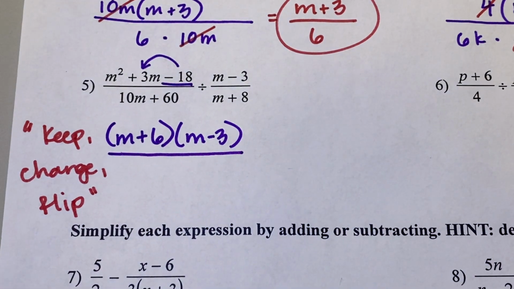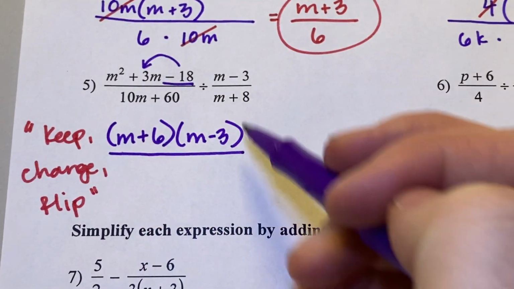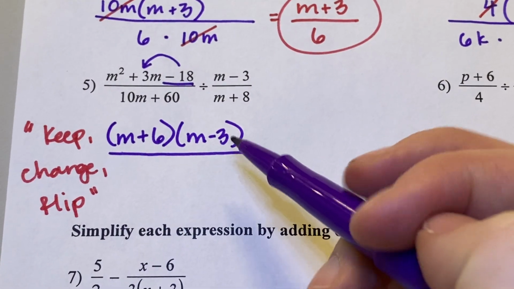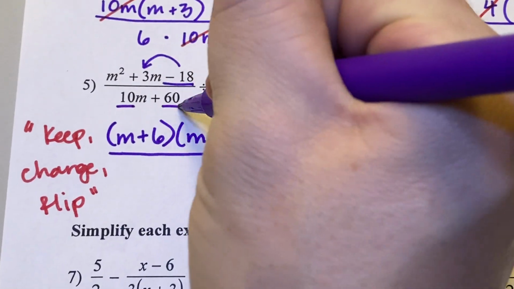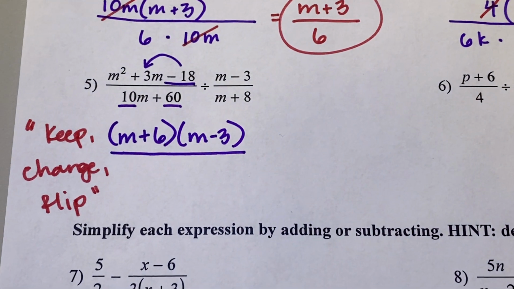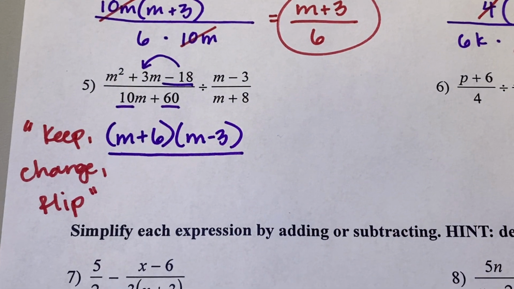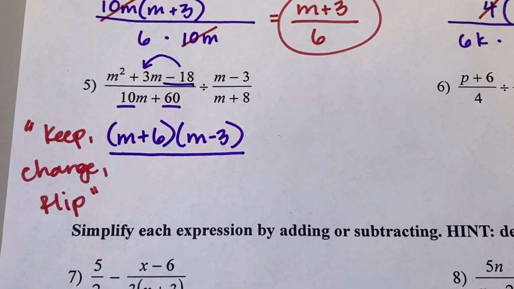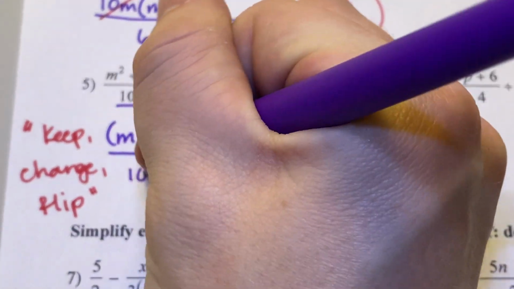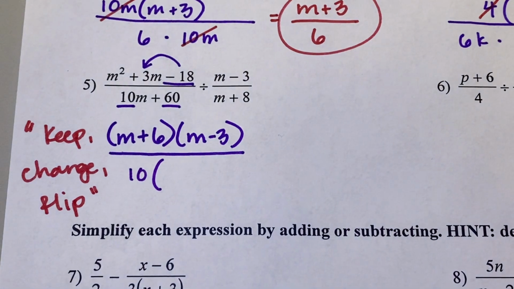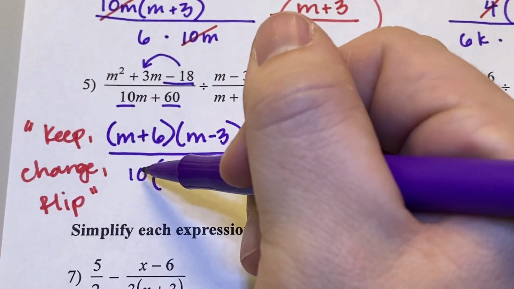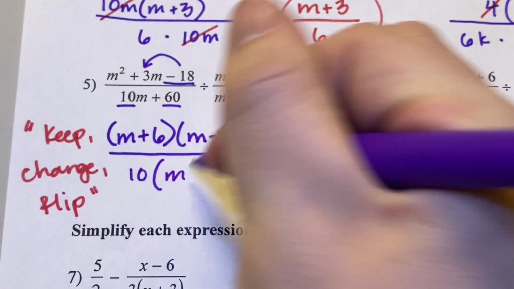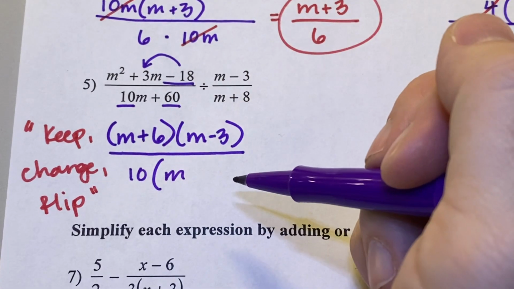Okay. Now let's go ahead and factor the denominator, because remember, this fraction stays the same. We keep it the same. Think 10 and 60. What can I divide both of those guys by? 10. Okay, I can divide both of those guys by 10, which means I'm left with 10 divided by 10 is just 1, so 1m. 6 divided by 10 is what?